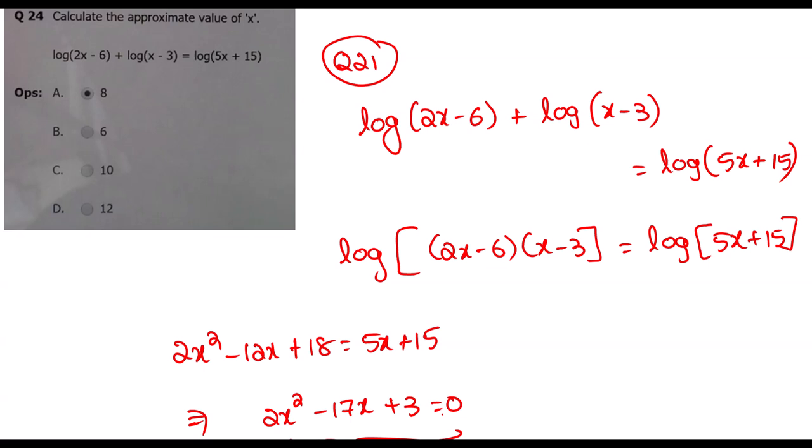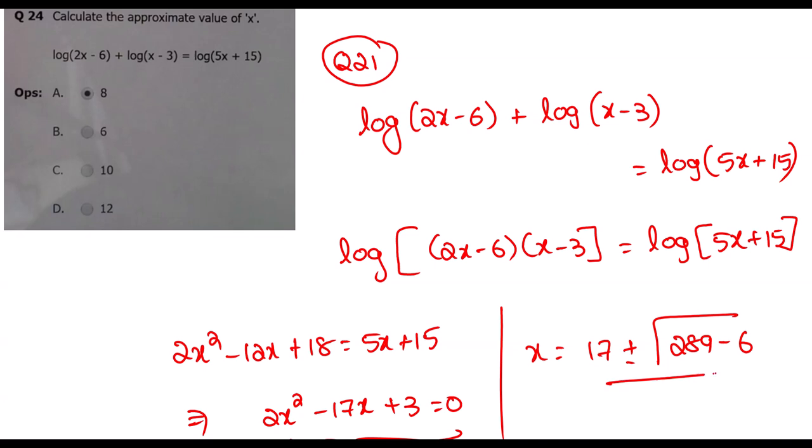Now which one approximately makes it as close to 0? It might not be exactly 0, because it's not a quadratic where 6 2 into 3 6 can be split in terms of 17. It's not possible. So I'll go for minus b. I know one formula: minus b means 17 plus or minus root of b square, 289, minus 4ac, minus 6, divided by 2a. So 2 into 2, 4.